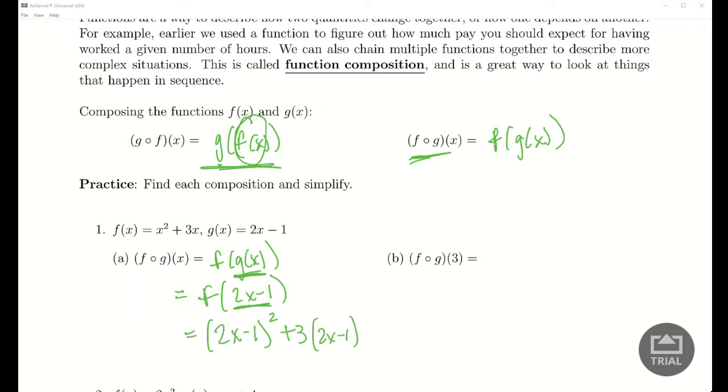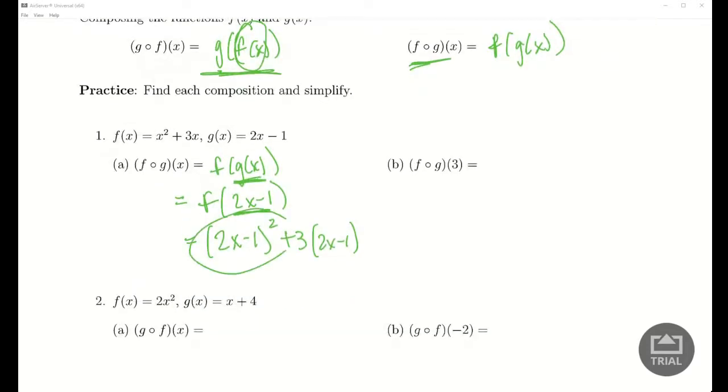Now, the thing you need to be really careful about is make sure you're foiling. Don't just square pieces. That's not how that works. So if you need to write it out, foil it, do it, and then distribute this stuff. So you get 6x minus 3. Distribute this and simplify, and you'd be good to go.